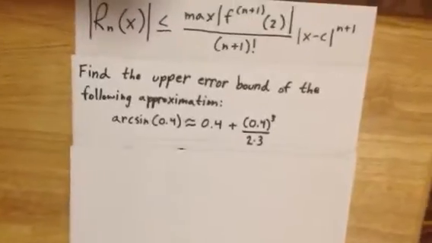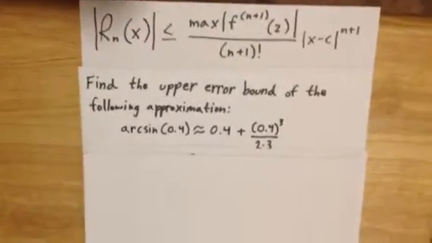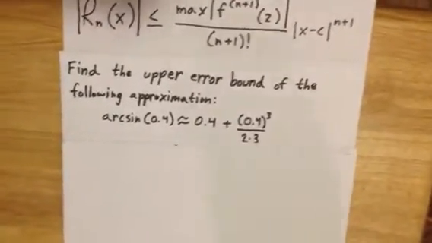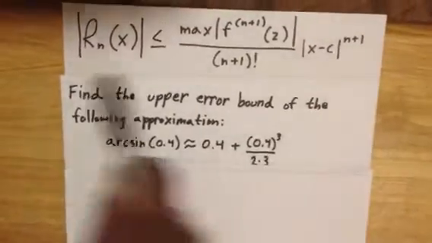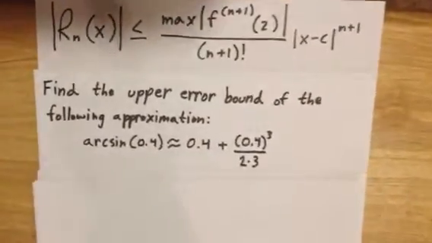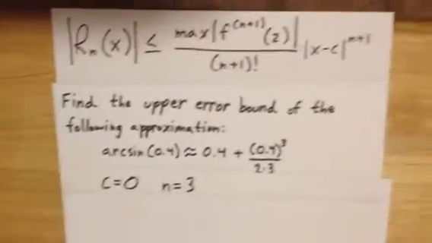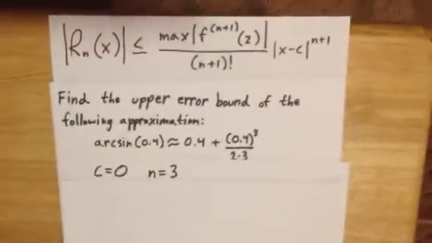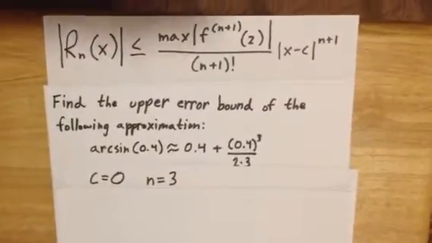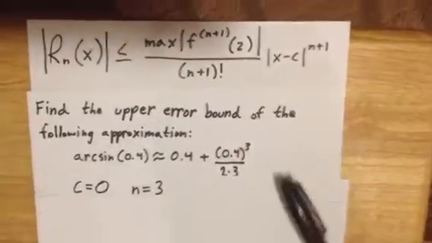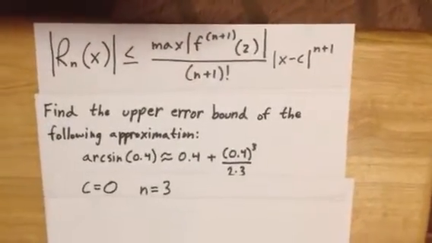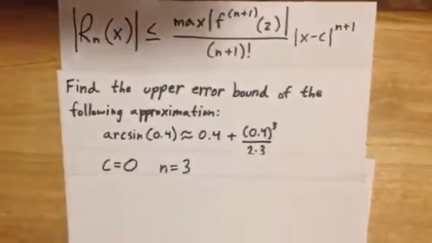Now as we look at this, we see that it is a Maclaurin approximation for arcsine of x that we're approximating at 0.4. So now we're just going to find all the stuff that we need to put into our formula here for Lagrange error bound. We see that c is equal to 0. C is where our polynomial is centered, and since this is a Maclaurin polynomial, it's centered at 0, so c is equal to 0, and it is a third degree approximation, so n is equal to 3.